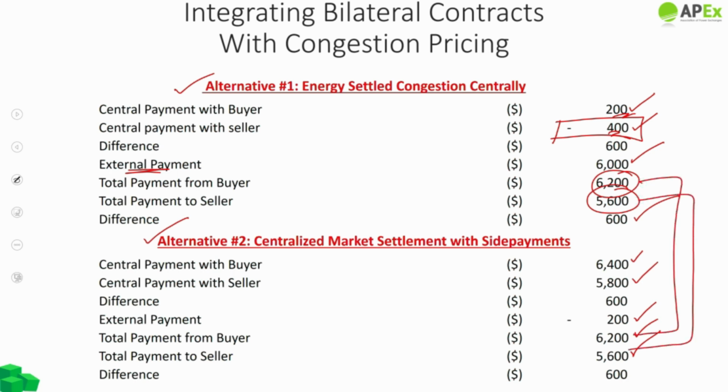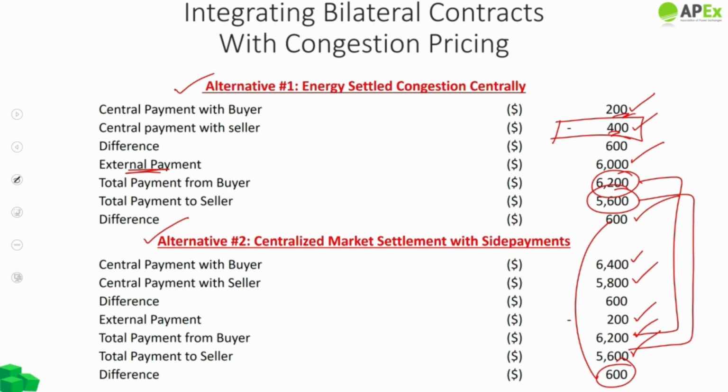This settlement structure also produces a $600 congestion surplus, which is also equal to the previous case. Well, this example illustrates that a fixed priced bilateral contract still leaves the contracted parties with congestion price risk. Although they can lock in the energy price between them, they cannot lock in the congestion price.